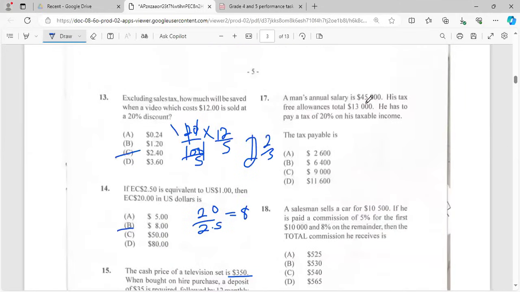Annual salary is 45,000. His tax free allowance is 13,000. He has to pay a tax of 20% on his taxable income. So basically what they're saying, the total is 45,000, but you're not going to pay tax for 13,000. So only the remainder you'll pay tax for, which is 32,000. So all we have to do is find 20% of the 32,000 to give us the tax payable.